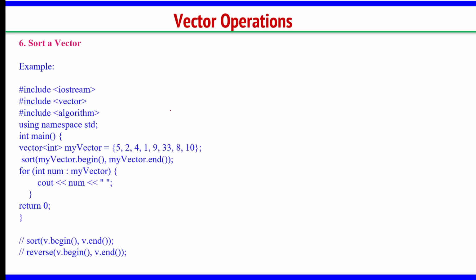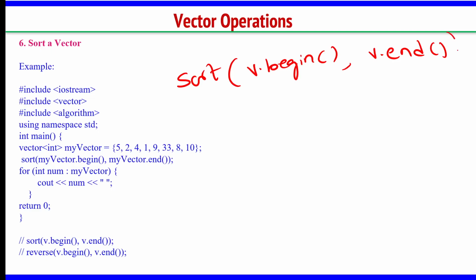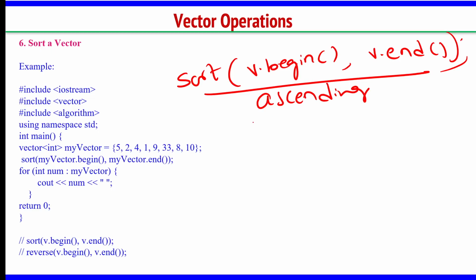Next, the last operation on a vector, sorting a vector. If you want to sort a vector in ascending order, you have to create a vector, vector int my vector equal to some numbers given here. I want to sort this vector. So, what is the logic here? Simply use the function sort of v dot begin comma v dot end. That is it. This will sort the array in ascending order.